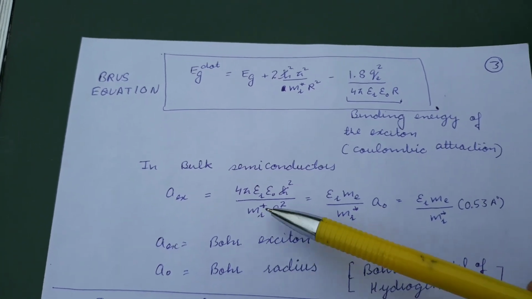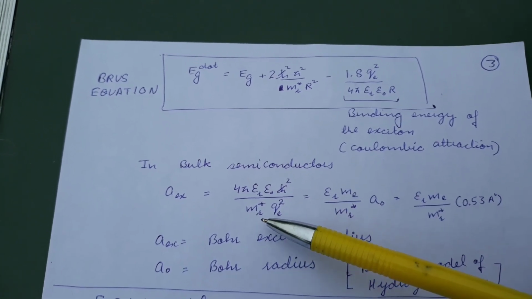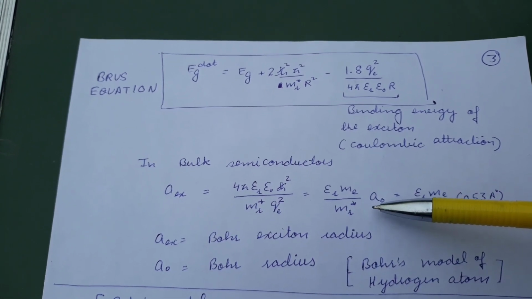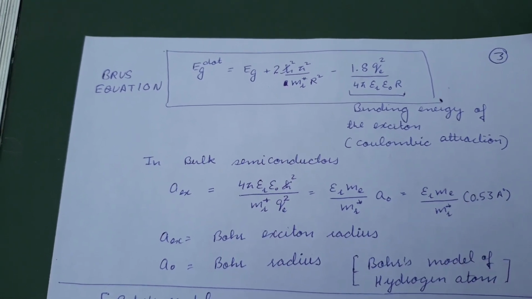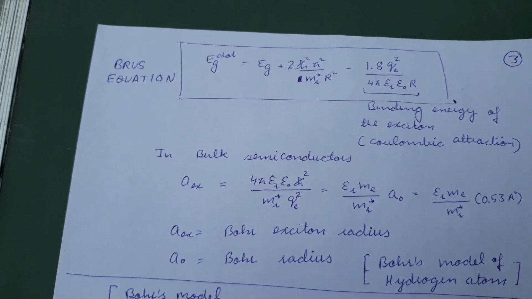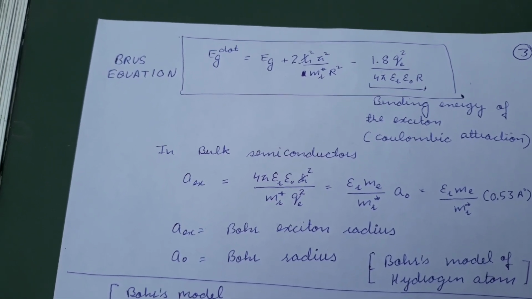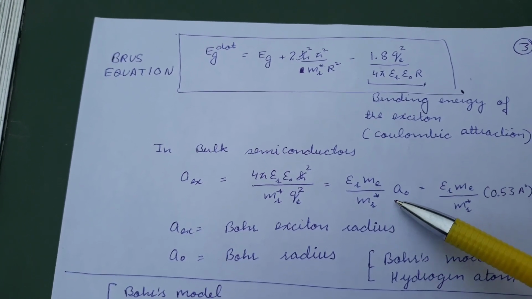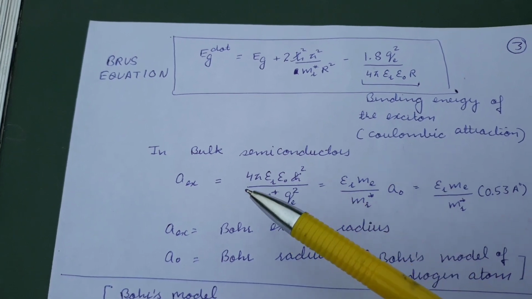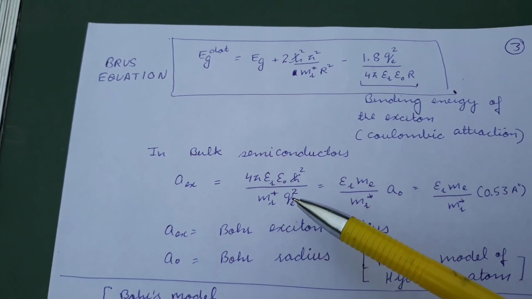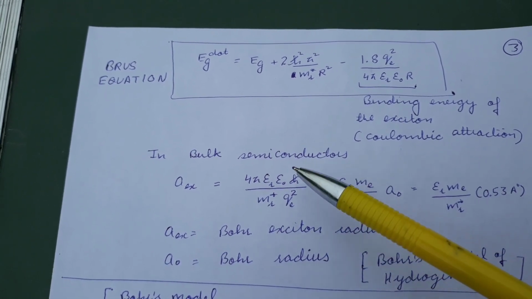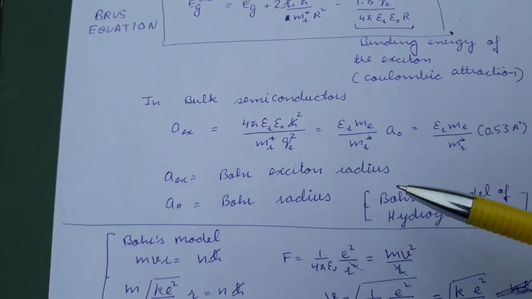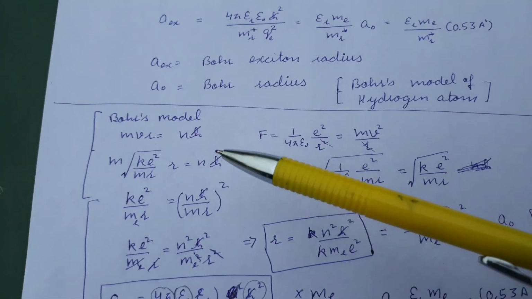So the Bohr excitonic radius is given by this relation, and it can be written in terms of the Bohr radius. You can check Bohr's model for the hydrogen atom, and you'll find that the Bohr radius is given by a naught, which is 4 pi epsilon naught h bar square n square over m e e square, and which is equal to 0.53 angstrom. Just to give you a glimpse of how we did it initially for Bohr's model.